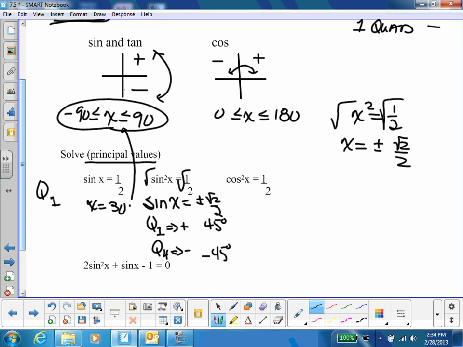Okay, so the cosine squared of x equals 1/2. What are we going to do? Square root it. So that means the cosine of x is equal to plus and minus root 2 over 2 when I've rationalized it. Well, which quadrant is my cosine positive in? Positive in the first, and negative in the second.